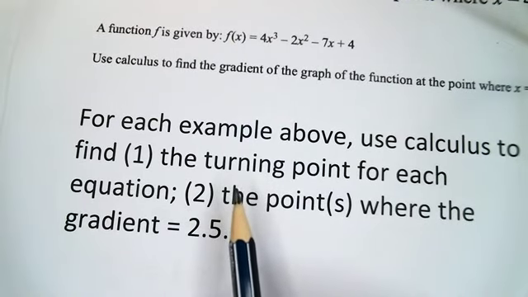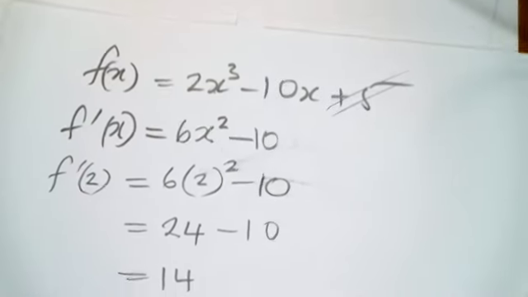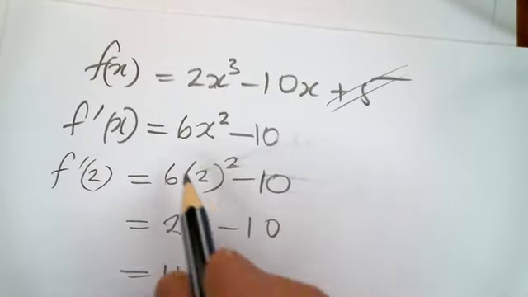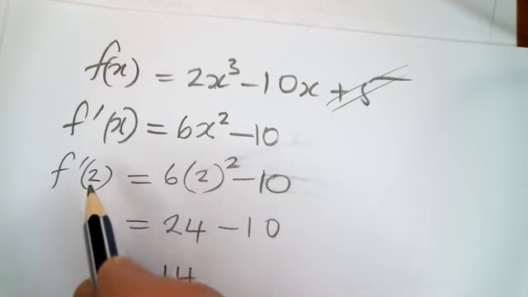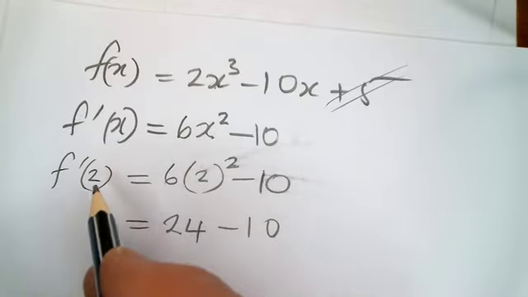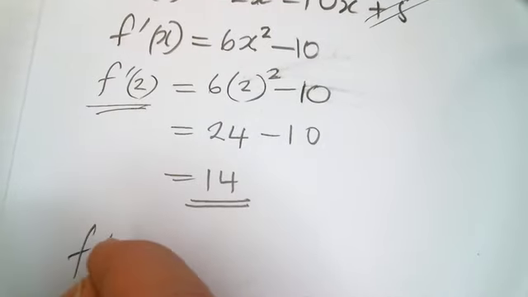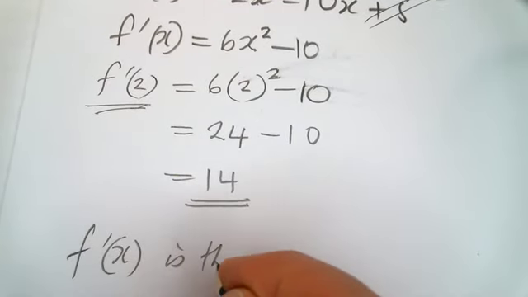Right now, we've just found the gradient where we've been given a certain value. But if we want to find the turning point, we just find where the gradient is 0. So let's do that now. Here we were finding the gradient when x was 2. Now we're finding the x value when the gradient is 0. This, remember, is the gradient, so I'm going to rewrite that. So f dash x is the gradient.